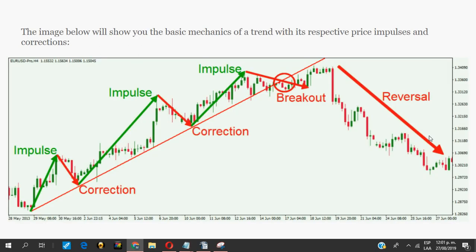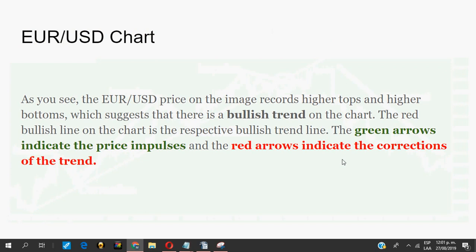In the image below, I am showing you the basic mechanics of a trend with its respective price impulses and corrections. As you can see, the euro-dollar price on the image records higher tops and higher bottoms, which suggests that there is a bullish trend on the chart. The red bullish line on the chart is the respective bullish trend line.